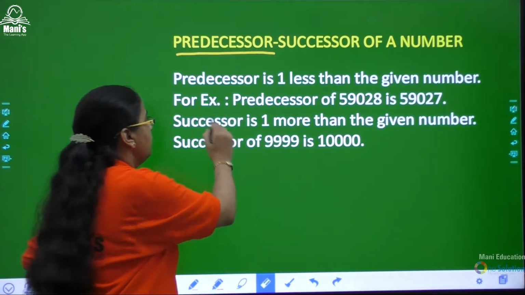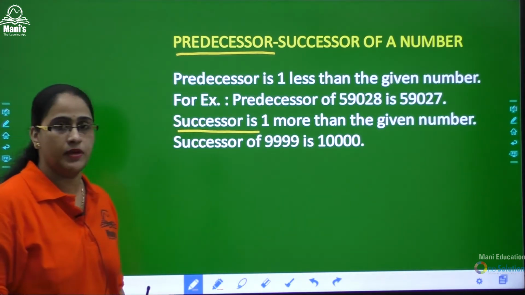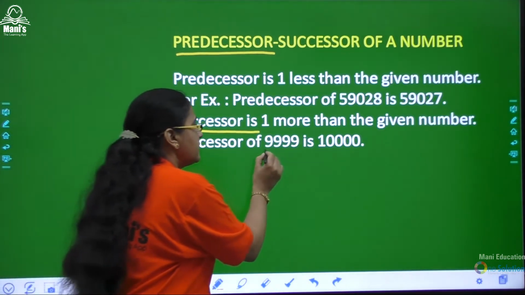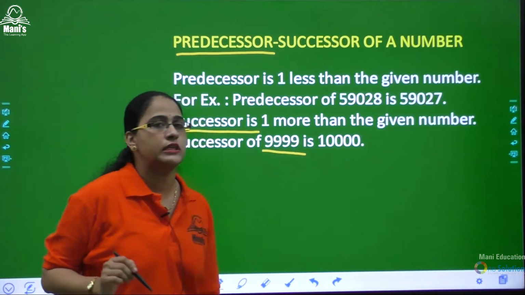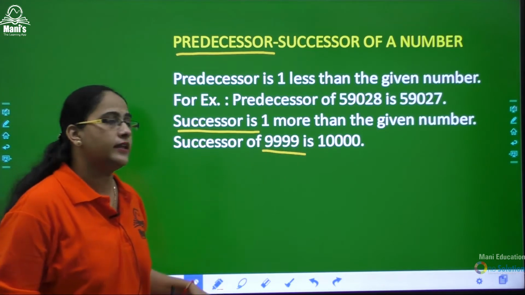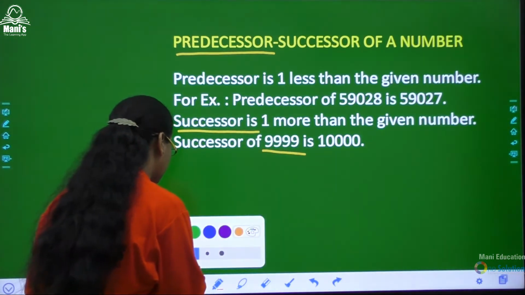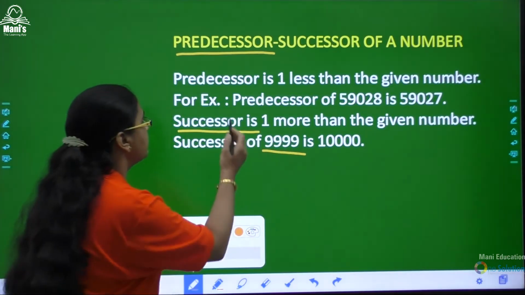Then what is the successor? Successor is 1 more than the given number. For example, here is written 9,999. As we add 1, we get 10,000. Similarly, we can discuss this with the help of some more examples.